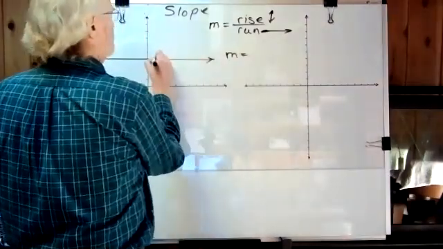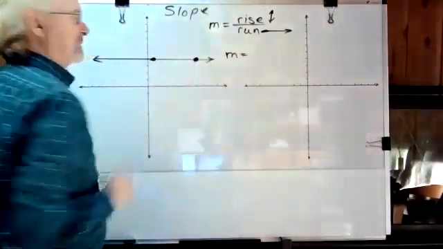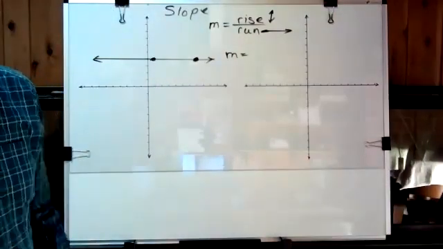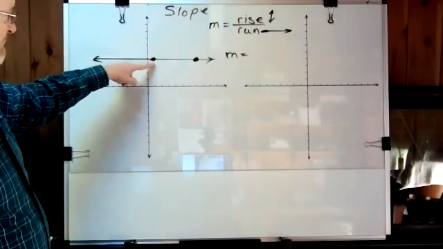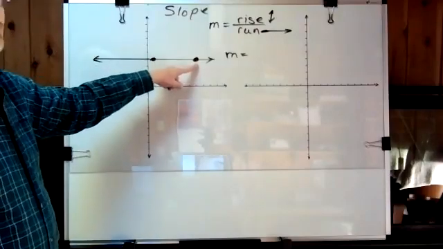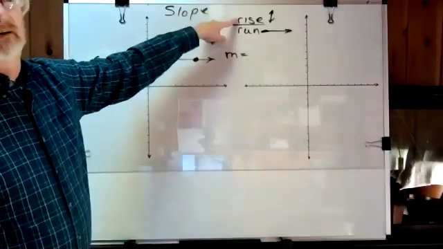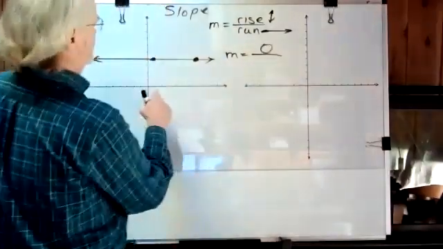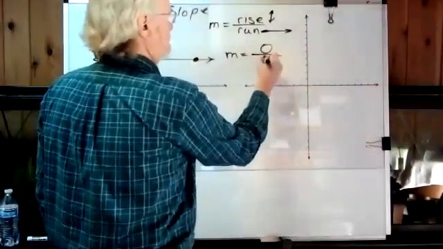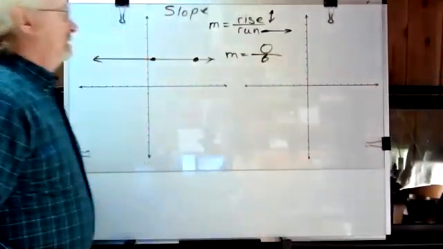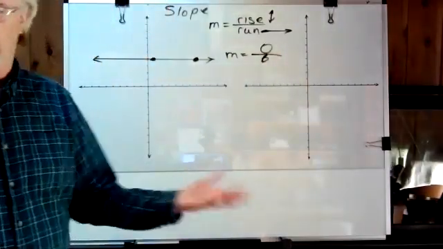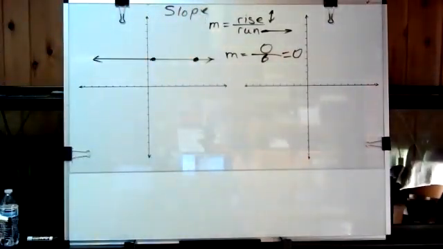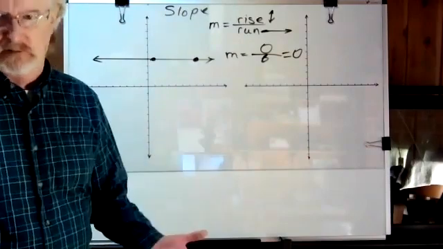I could pick any 2 points on that line. I'm not even putting coordinates on it right now. But if I go from this point to this point, how much did I change vertically? What was my rise value? Well, it was 0. And let's say that's 1, 2, 3, 4, 5, 6. The slope is 0 divided by 6. It's 0. Horizontal lines have slope 0.